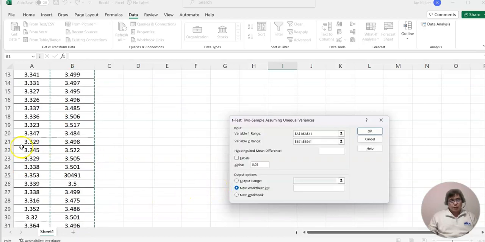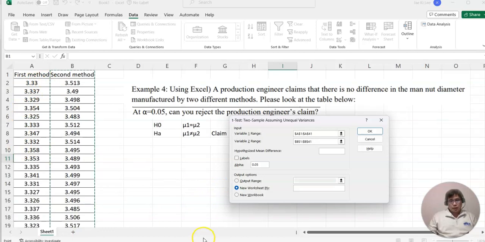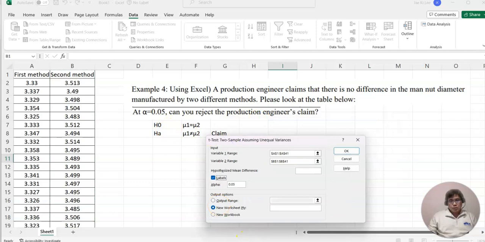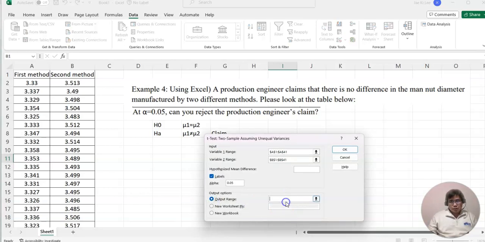Because I included the titles, I'm going to check labels. Alpha equal to 0.05, so I don't have to change it, but I want to see our output around here. And the important thing is the hypothesized mean difference, we always assume it equals 0. So when we talk about mu1 minus mu2, we assume it's always equal to 0, right? Then you say okay.